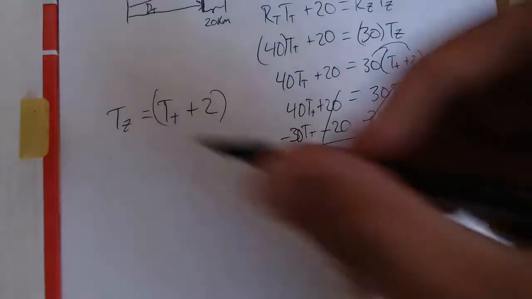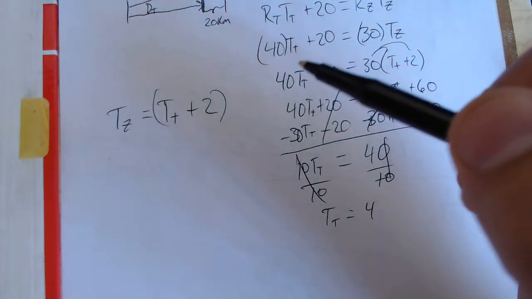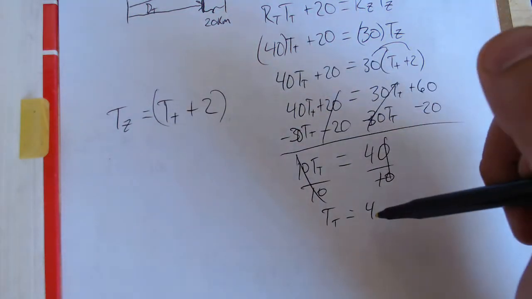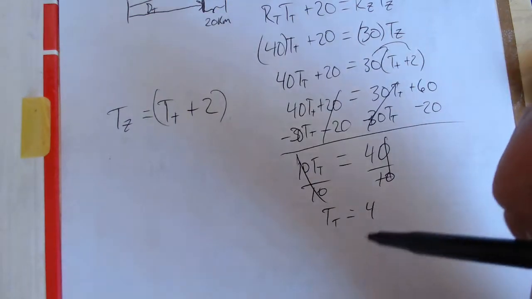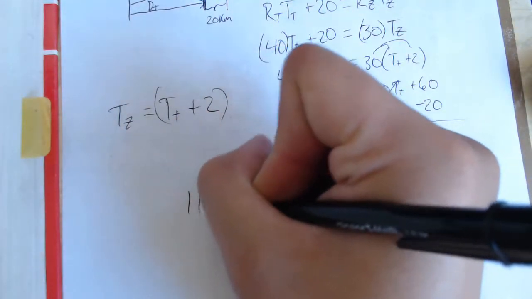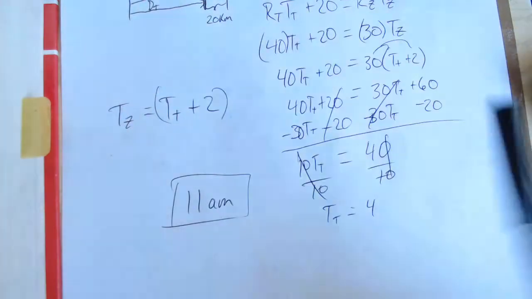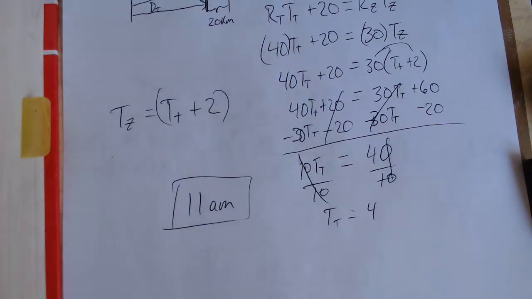Now, we could go back, substitute, find out the time of z, but if we read the problem, they just want to know what time it was when she got there. So, if we know that her time is 4 hours, and she started at 7 a.m., we add 4 hours to 7 a.m., and the time is 11 a.m. And that's your answer. So don't forget, when you're doing these problems, once you solve for your first unknown, go back to the problem and figure out what it is exactly that they want to know. Because that can be very key.